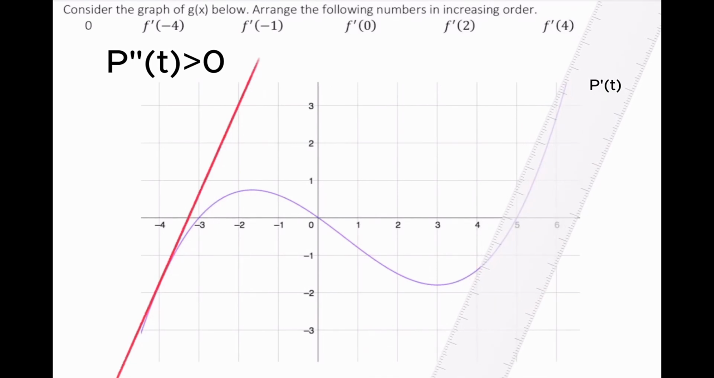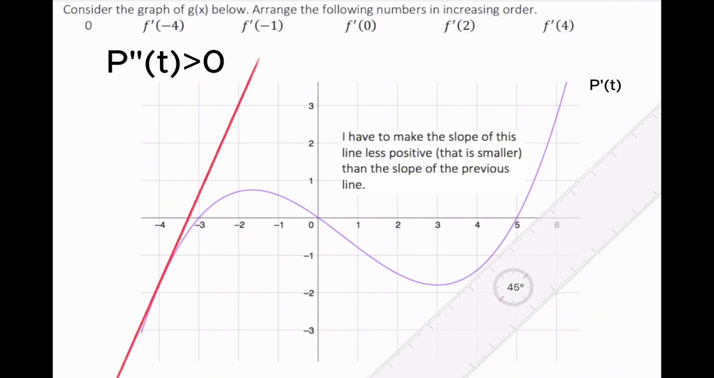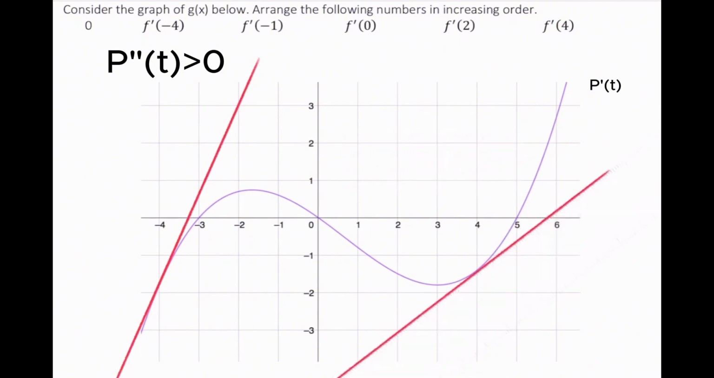It isn't quite the tangent line here. I have to make this line less steep. That is, I have to make it less positive. So suddenly when I draw this line, I can clearly see that the derivative, that is the slope of the tangent line of this purple graph at x equals -4, is larger than at x equals 4.